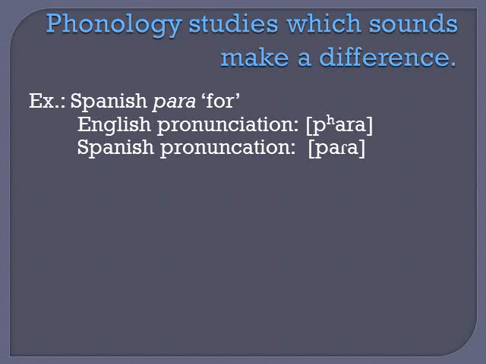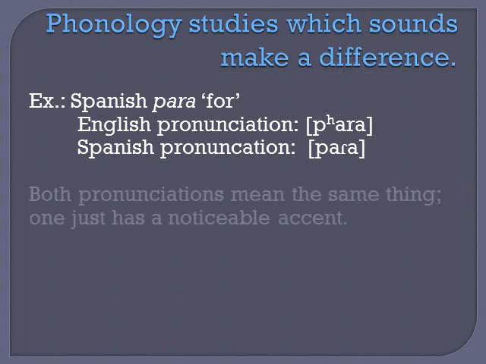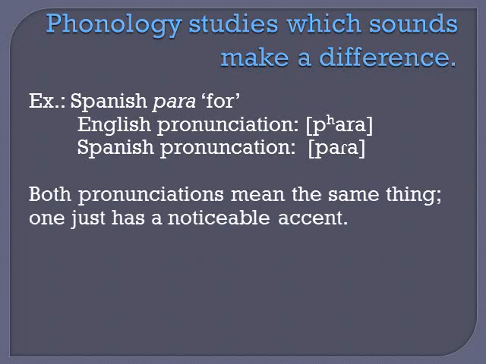If you hear a native Spanish speaker saying the word, you'll hear them say something closer to para with an unaspirated P. Notice the aspiration's not there, and also the R is really an alveolar flap, the same thing that we saw in English in words like better and little. Right? Now, the important thing to notice is that the difference between these two pronunciations is not a difference in meaning. Both pronunciations mean the same thing. One just makes you sound like you have an accent.